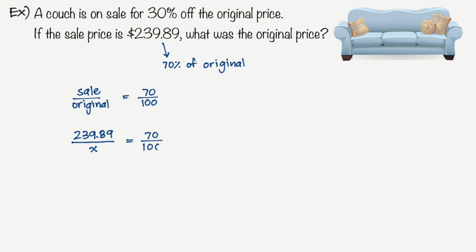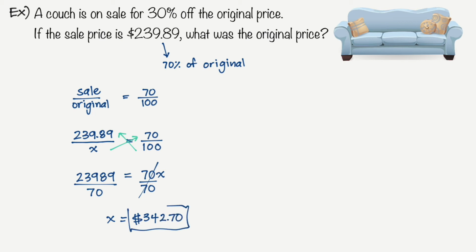And then I'm going to cross multiply to solve this proportion. So that leaves me with 23,989 is equal to 70x. I can divide both sides by 70. And this time I find that my X, or my original price, was $342.70. So I hope that that made sense to you.